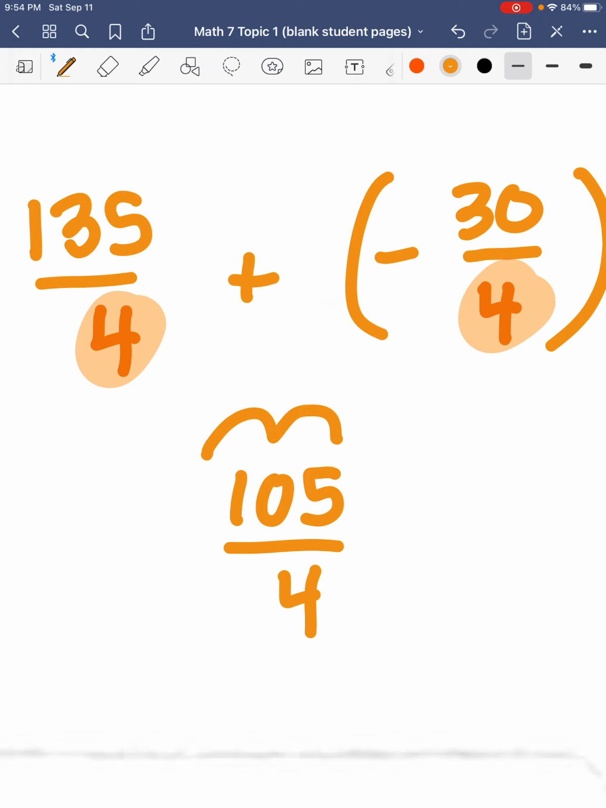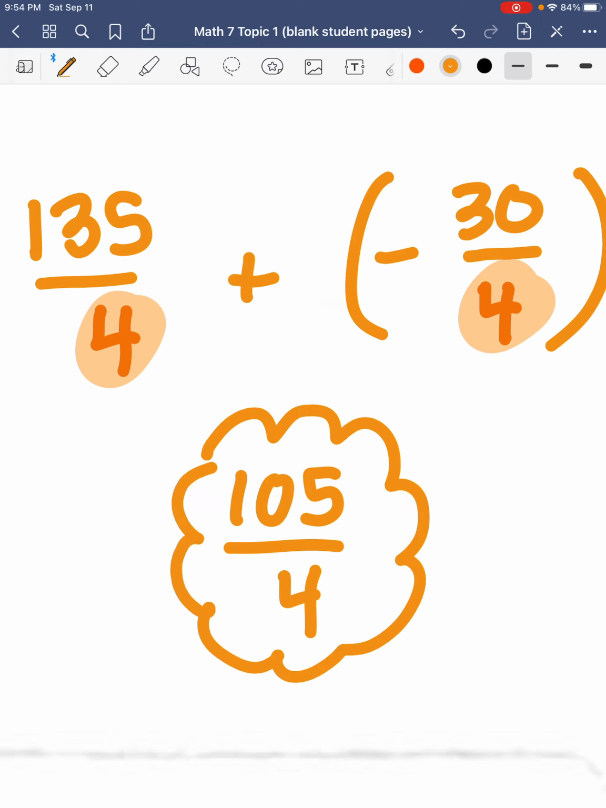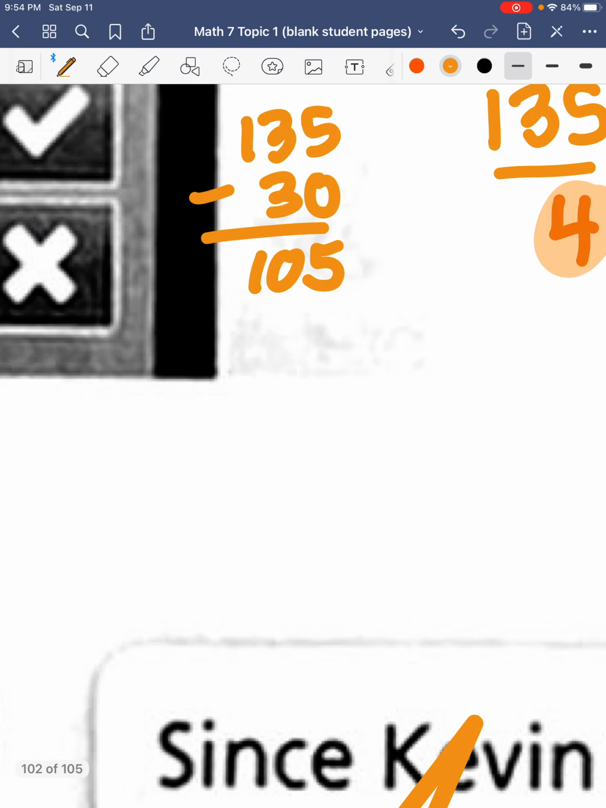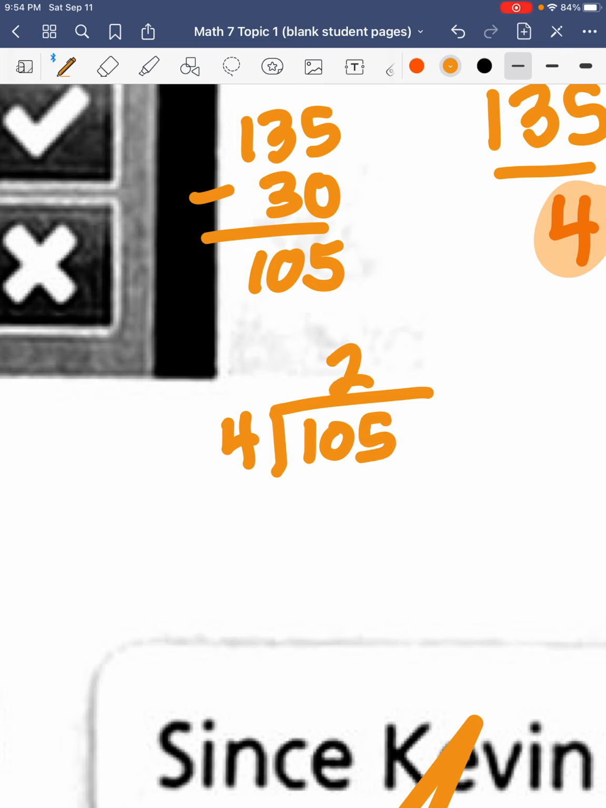Now, this right here is a correct answer, but it's an improper fraction, and we don't really record points this way when we're playing games. So let's change it so that we have a mixed number. To do that, we're going to divide. So 4 goes into 105 how many times? Well, 4 goes into 10 2 times. 2 times 4 is 8. When I subtract, I get 2, and I'm going to bring down this 5.